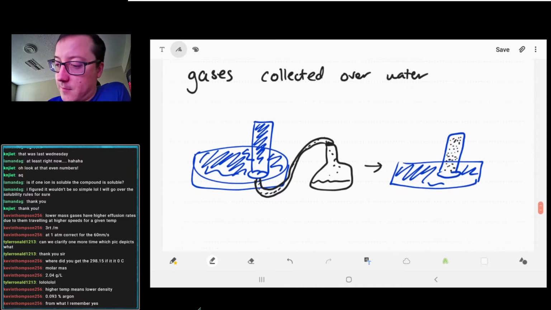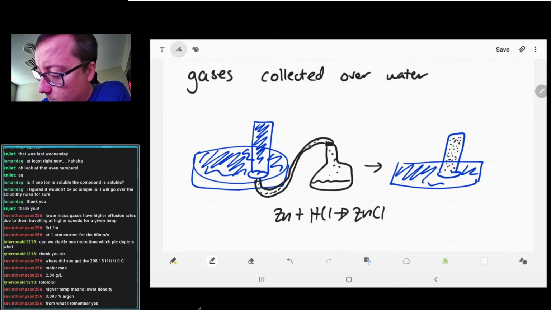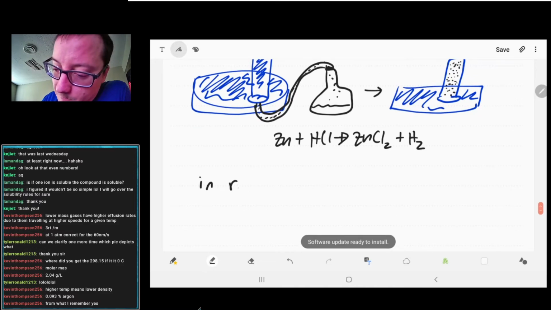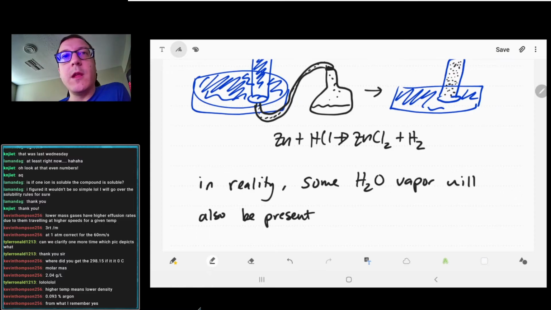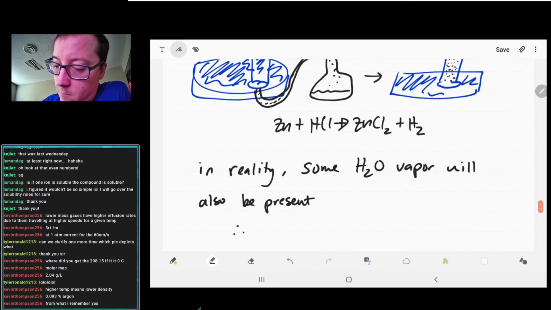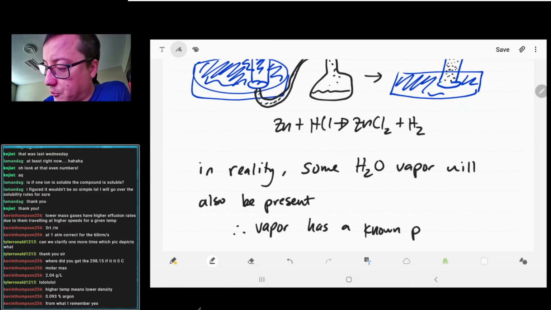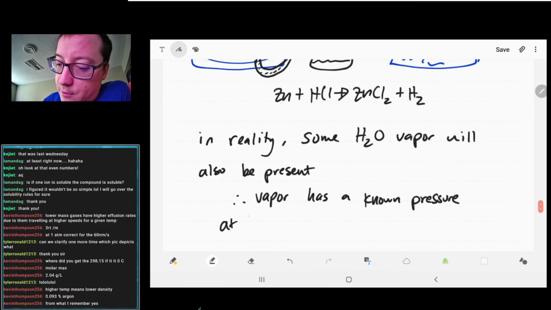So let's say maybe we had a reaction here. Oops. We're producing hydrogen gas, maybe. All that gas is going to go in and push out the water, and now we will end up with a bottle full of hydrogen gas. In reality, though, some water vapor will also go in. And this vapor has a known pressure at a given temperature.